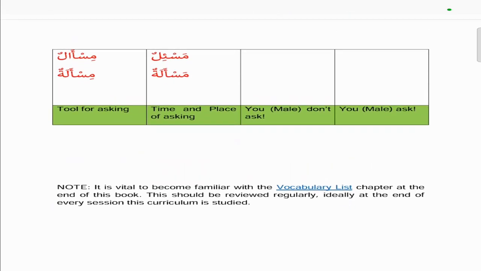And as per usual, at the end of every chapter, we always advise to go over the vocabulary list chapter at the end of this book. Ideally, at the end of every session, this curriculum is studied so that your Arabic grammar knowledge increases with your vocab knowledge, inshallah.